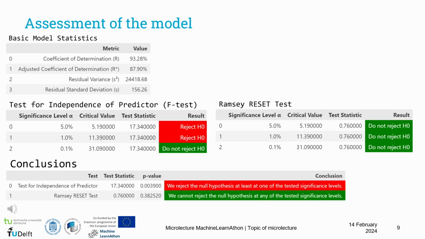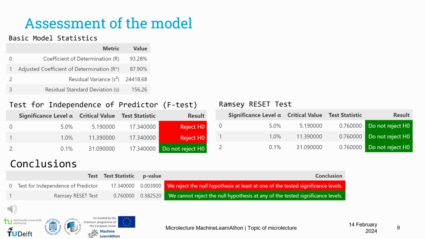Now let's assess the quality of our regression model. The R-squared value is 93%, which means the model explains a large proportion of the variance in the dependent variable. The adjusted R-squared, which accounts for the number of predictors, is also high at 87%. The residual variance and standard deviation reflect the average error in prediction.